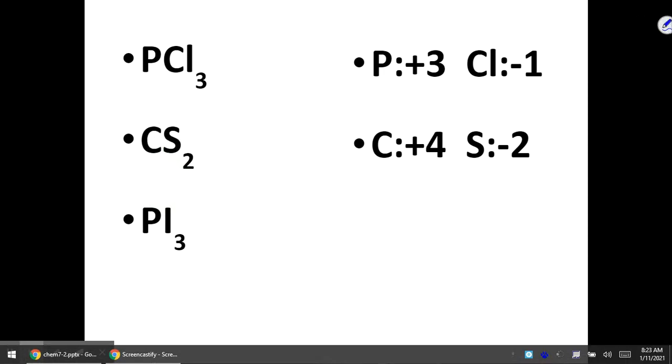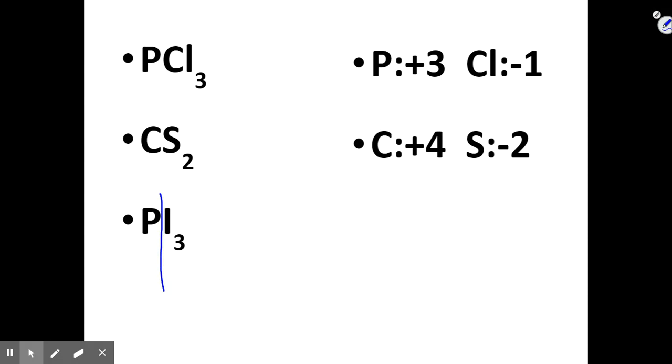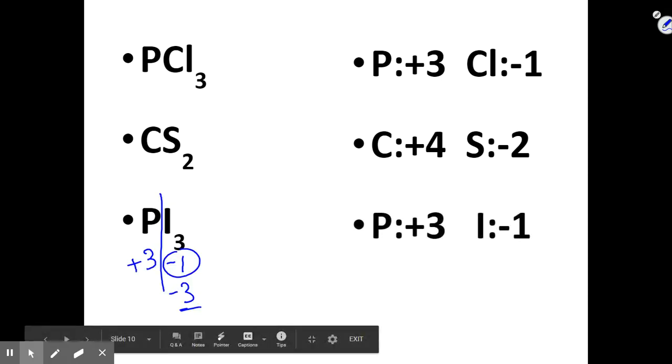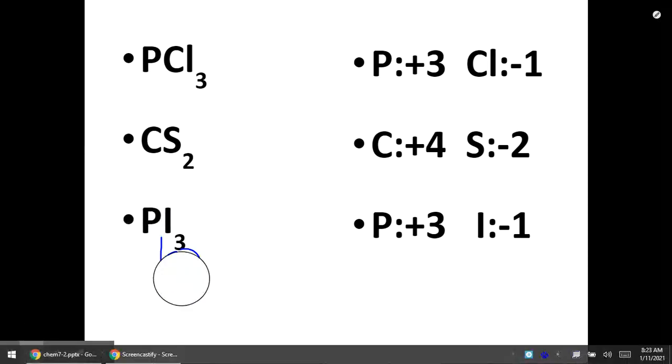PI3, each I is -1, but we have 3 of those. So if this side is -3, phosphorus has to be +3. So my answers here are phosphorus is +3, and each individual iodine is -1. Let's look at a few more.